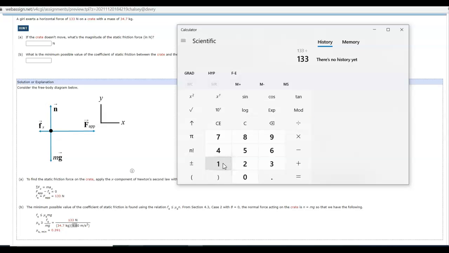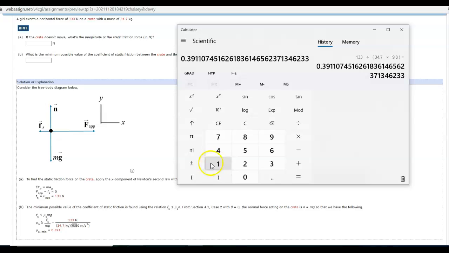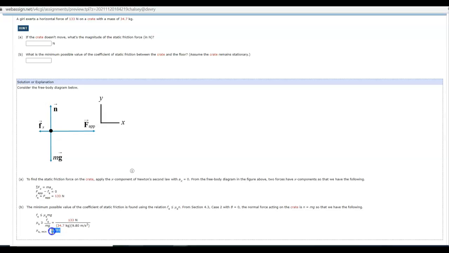133 divided by 34.7 times 9.8, and we have 0.391, and we will leave that with, here's where they confuse me because these all have 3, this is 4. 3 significant figures, or 3 decimal places. 3 significant figures is what I would go with there. The 0.391. 0.391.